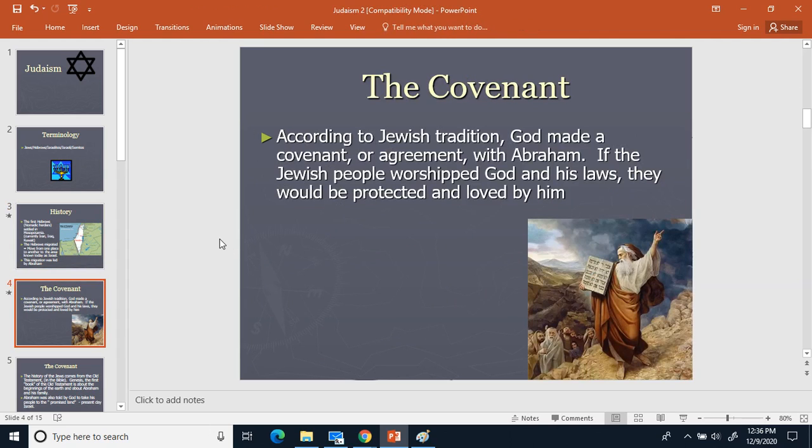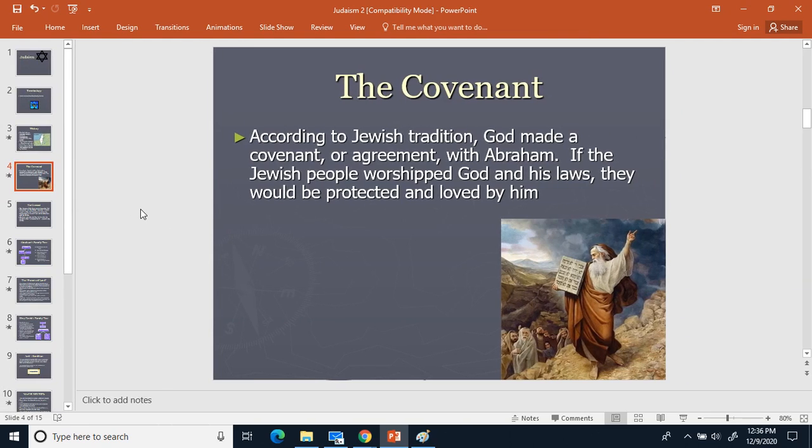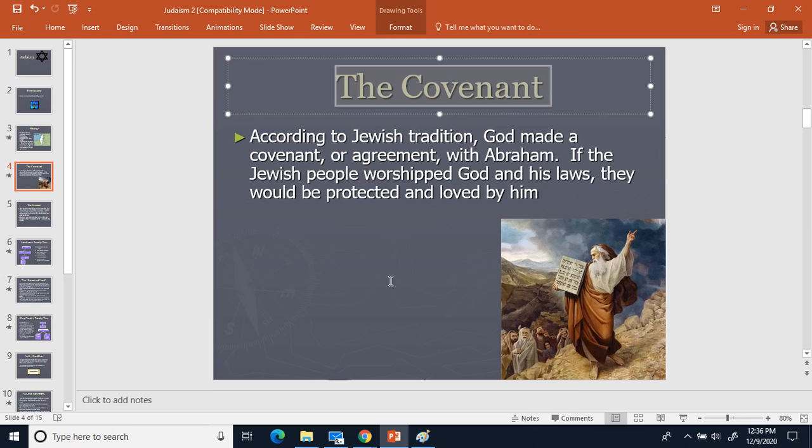All right, so why is it that Abraham's our founder for the Judaism religion? Well, the Jewish people have a belief called the covenant. Let's make a bullet and write down the covenant. We've got to talk about what this covenant is because this is important to Judaism belief and religion.